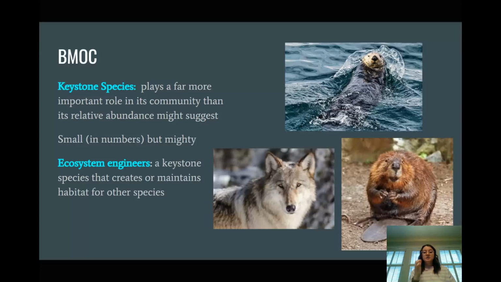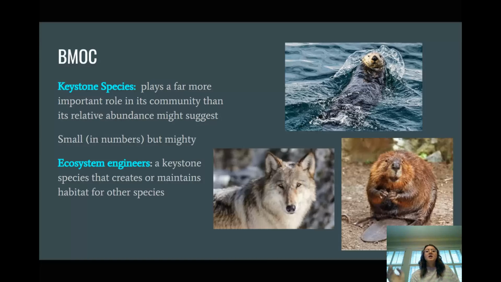So looking at interactions with species, there are some species that will have a greater impact on an ecosystem than others. We call these keystone species. So keystone species are species that play far more importance in a community than their abundance or population density might suggest. So they might be small in numbers, but their impacts are huge. A lot of the time, these keystone species will also be ecosystem engineers. So an ecosystem engineer is a keystone species that creates or maintains habitats for others.